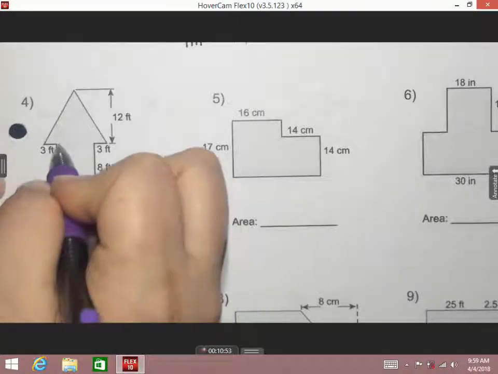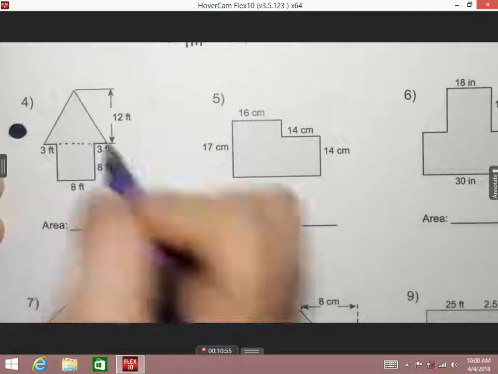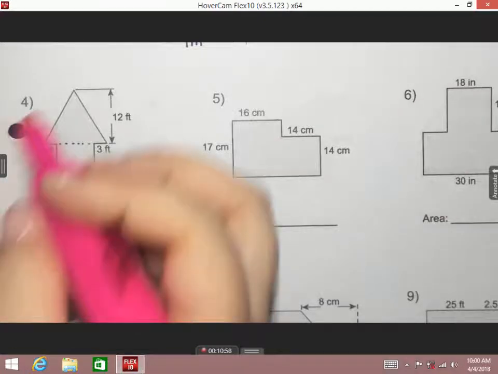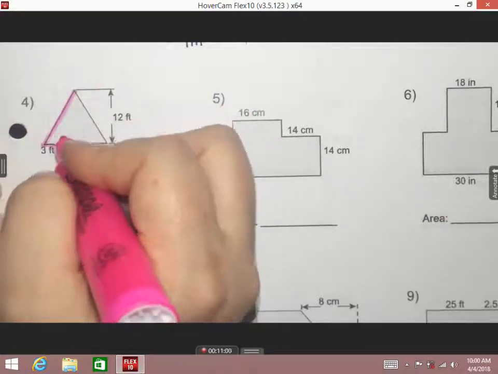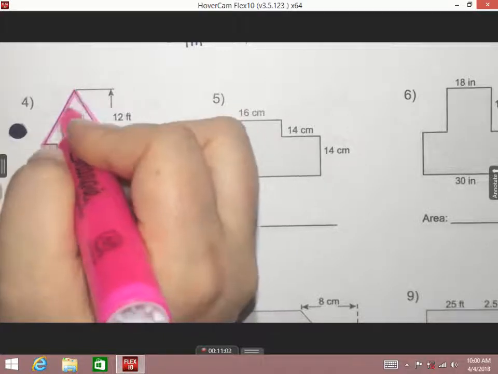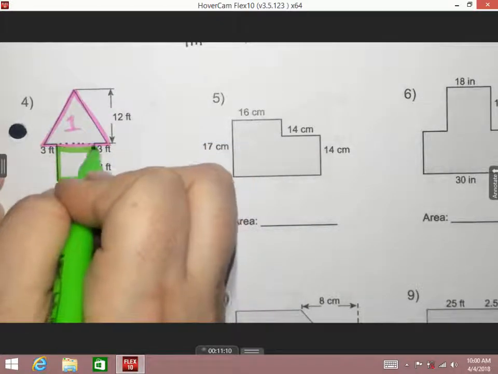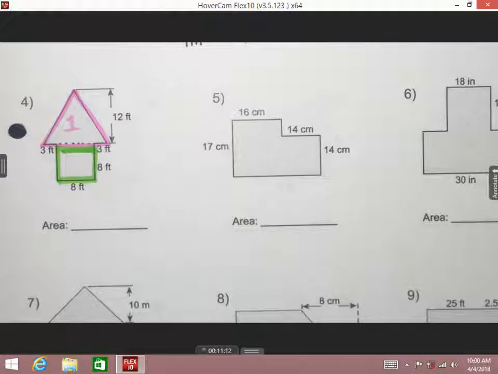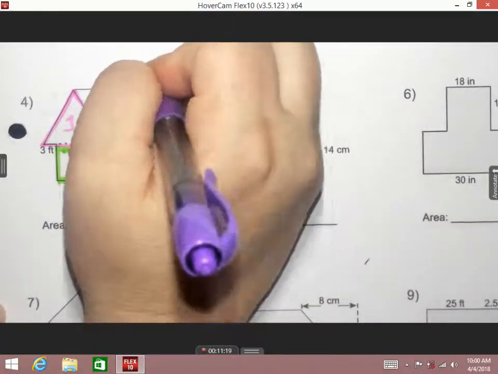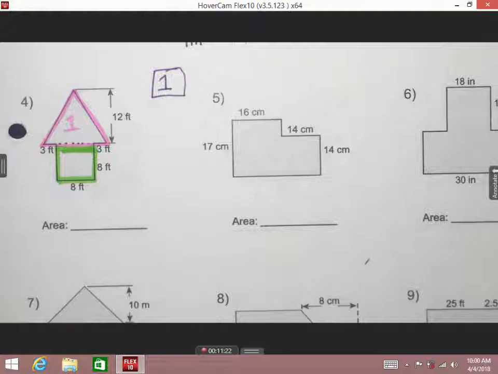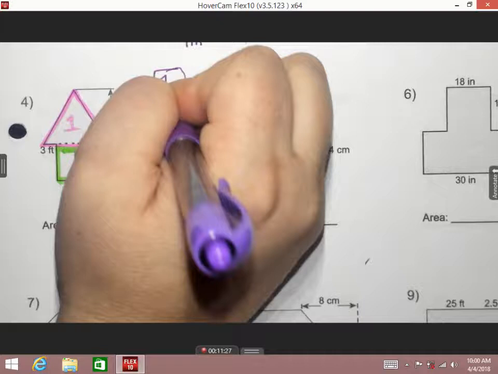Yeah, I agree. So that's probably going to be the best place on number 4, just going across there, which forms our triangle on top. I'm going to let that be shape 1, and then I'm going to let my rectangle on the bottom be shape 2. All right, so for shape 1, what is my formula going to be? Ellie? Area equals base times height divided by 2.